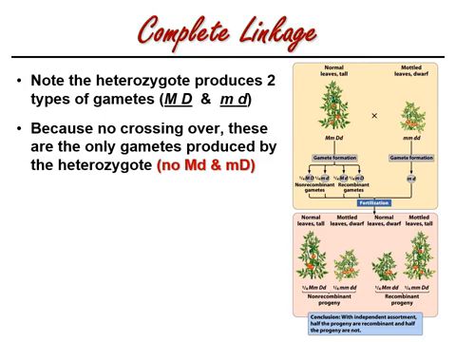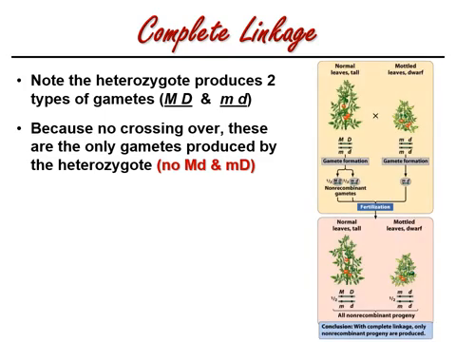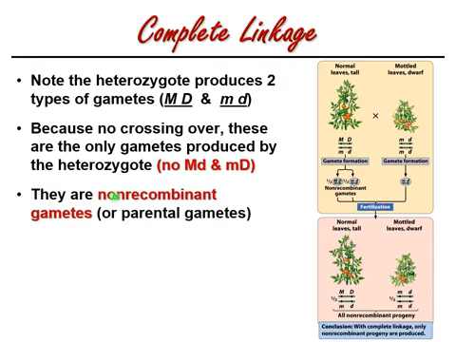What we see is exactly the same thing. Normal sticks to tall, mottled sticks to dwarf. Those two phenotypes stick together. That tells us that we're looking at complete linkage. So they are non-recombinant gametes, because you're getting non-recombinant progeny.